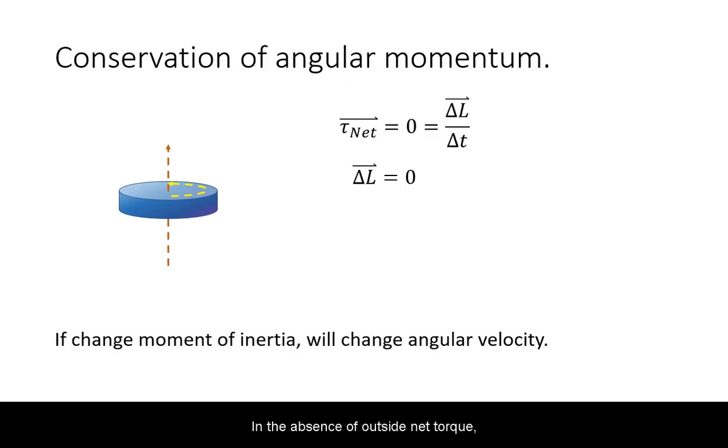In the absence of outside net torque, the change in angular momentum is zero. We refer to this as the conservation of angular momentum. For a single object, this sets up an inverse relationship between its moment of inertia and its angular velocity.